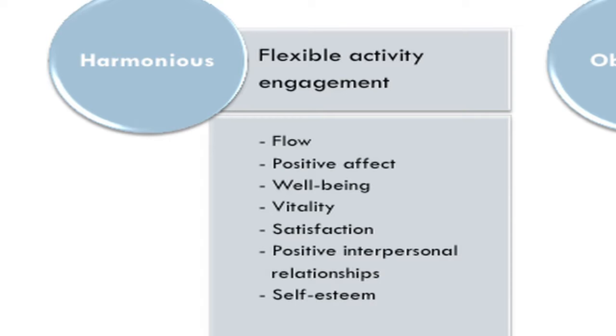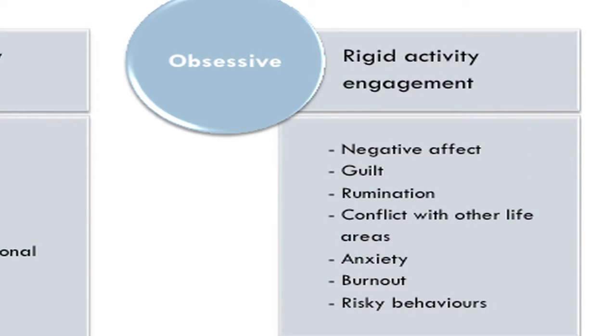And this more obsessive type of passion has been generally associated with more negative outcomes, so things like guilt. So often we engage in our passionate activity when we should be doing something else. It's also been associated with rumination, so when we're not able to engage in our favourite activity, we spend a lot of time thinking about it and wishing that we were doing it. Not surprisingly, this often gives rise to conflict with other life areas, but also it has been associated with other factors like anxiety, like burnout, and engagement in what's termed risky behaviours.